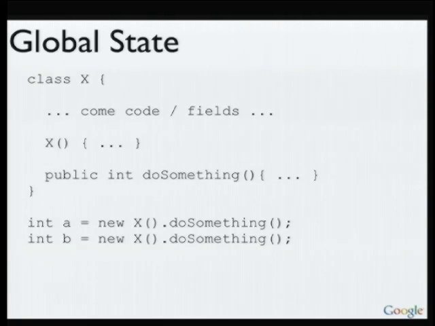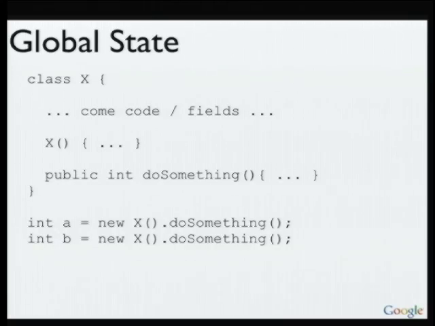Suppose I have code like this. I have a class X, and I have a method on class X called doSomething, and that method returns an int. I'm going to say new X doSomething, and new X doSomething again, and I'm going to assign them to A and B. What do you think? Should A and B be equal or not?